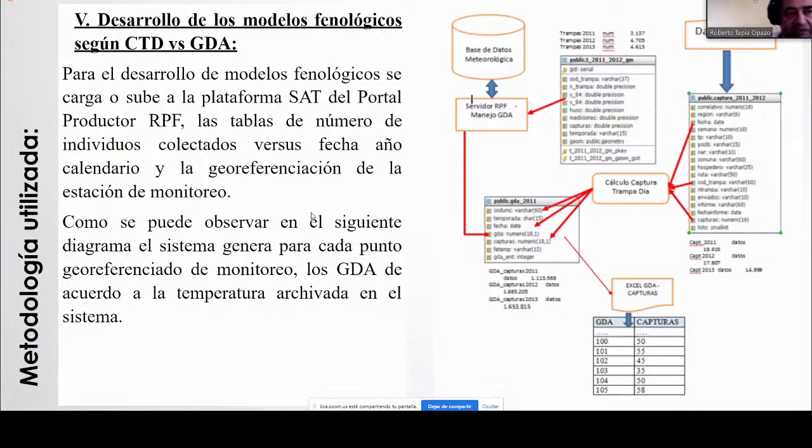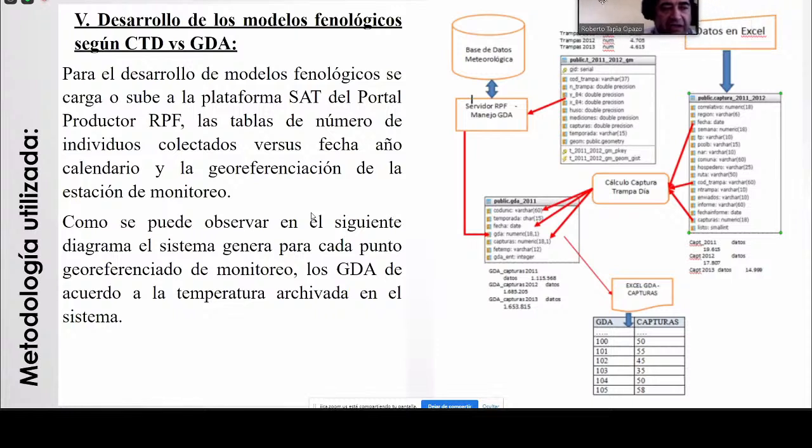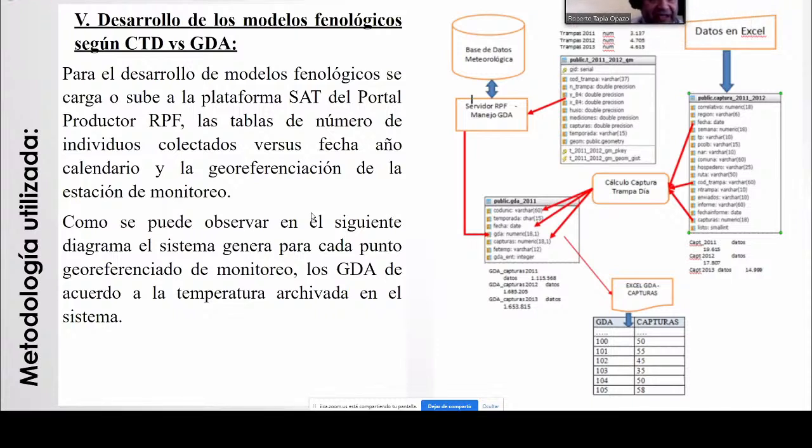The fifth stage is developing the phenological models according to the captures or the cumulative degree days. And this is uploaded to our platform or in our early warning systems. We have the tables with number of individuals collected versus date of the year and georeferencing of the monitoring station. What we see in the diagram is that the system creates for each georeferenced point the cumulative degree days according to the temperature that's logged in the system.